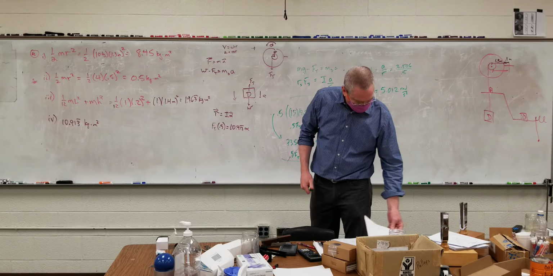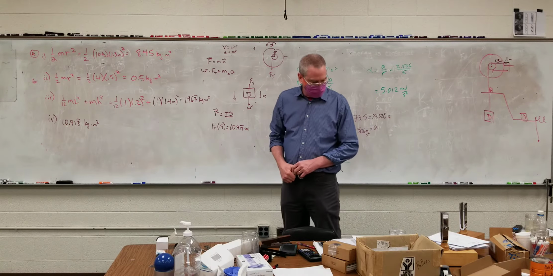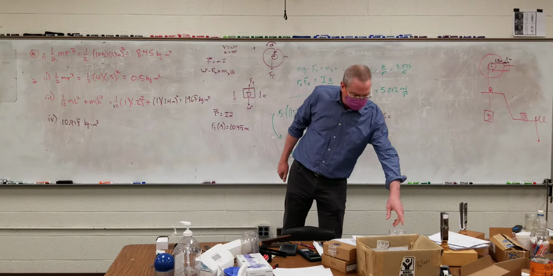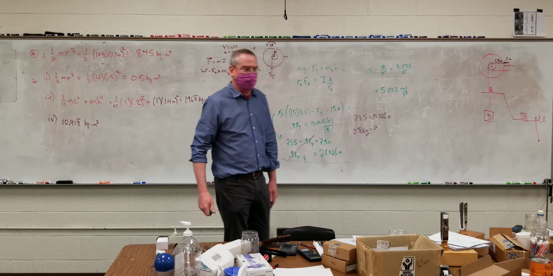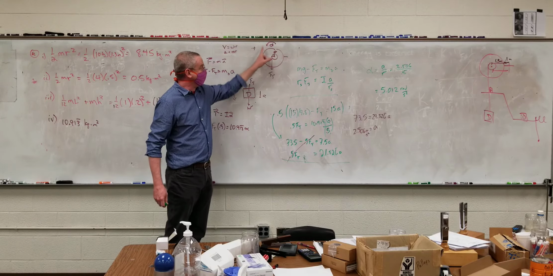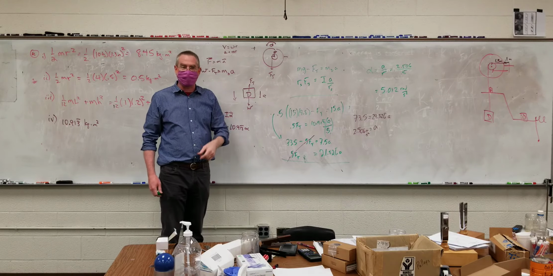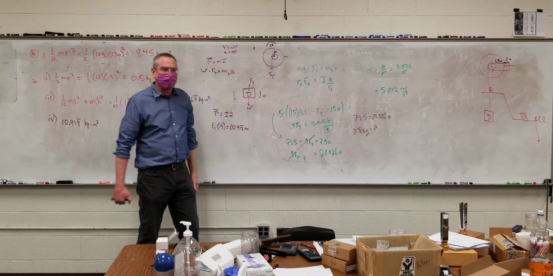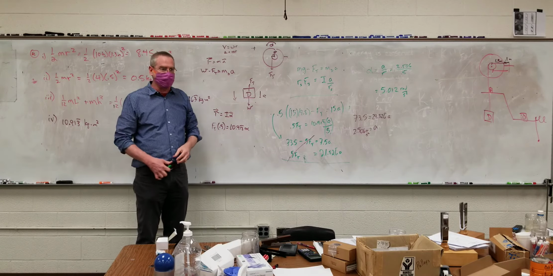That's the answer to part C. Part D is the angular velocity, angular speed I asked for. Angular speed of this when the rod gets down to here. When I say 270 degrees, that's 0 degrees, 270. This is just a constant acceleration problem.